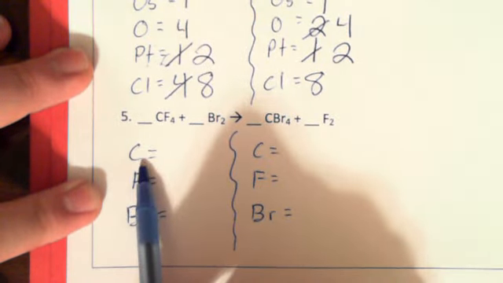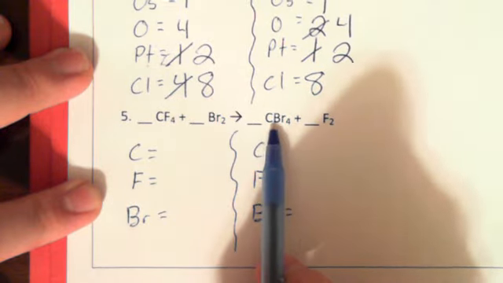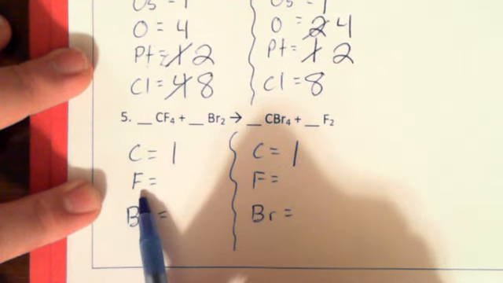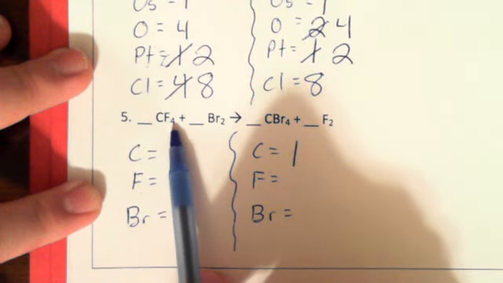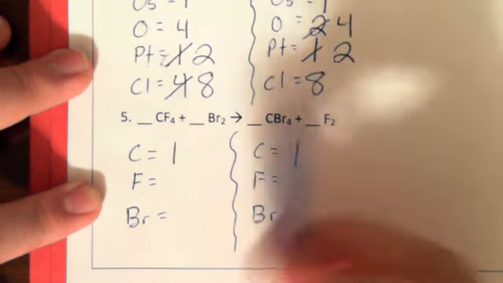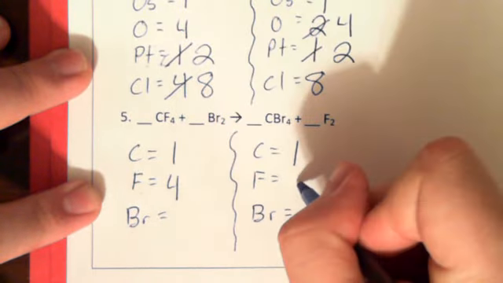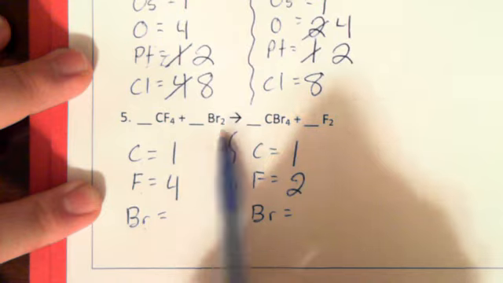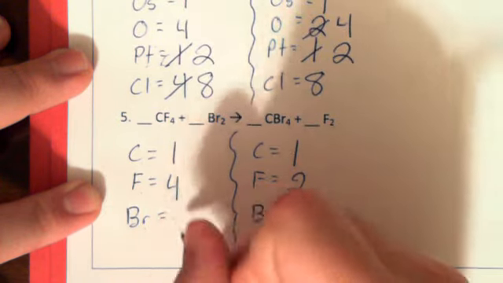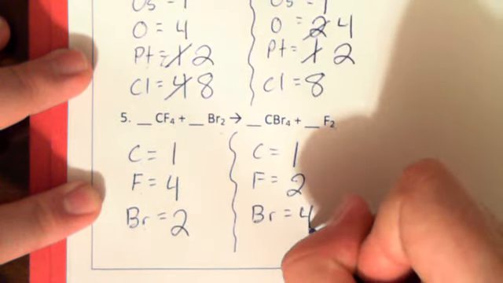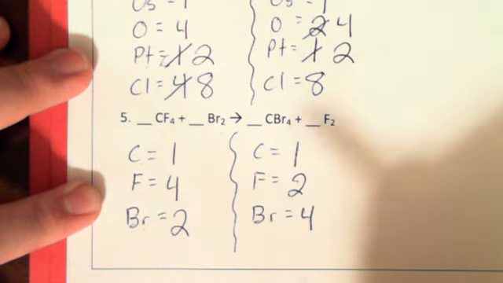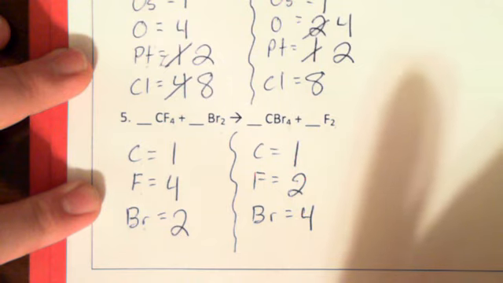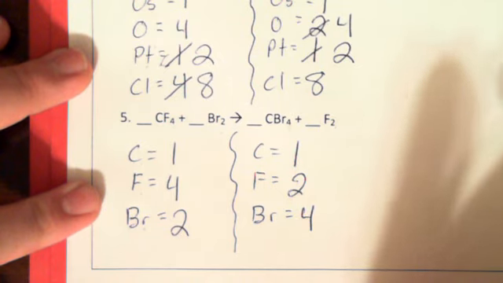The carbons, 1 on both sides. The fluorines, 4 on the reactant side, 2 on the products. The bromines, 2 on the reactants, 4 on the products. C, F, and Br, none of them are metals. None of them are H's or O's either, so it really doesn't matter who you start with.